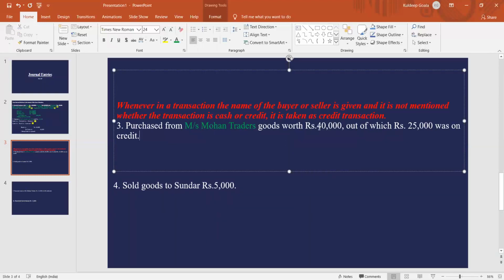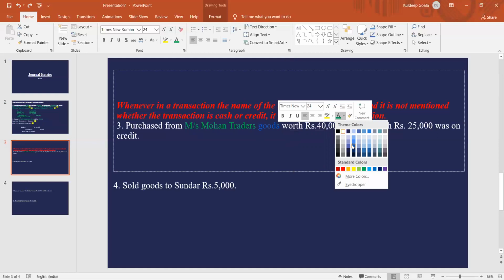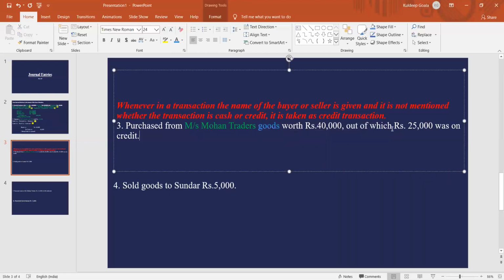Then goods sold worth rupees 40,000. So the second thing we have got is goods. Okay, I'll differentiate it with a different color so that it will be easy for you to understand. One is Mohan Traders, the next one is goods. And after that it is told that 25,000 was credit, right? We will not take the whole 40,000 at a time. This 40,000 is nothing but the goods. But it is told that 25,000 was credit.